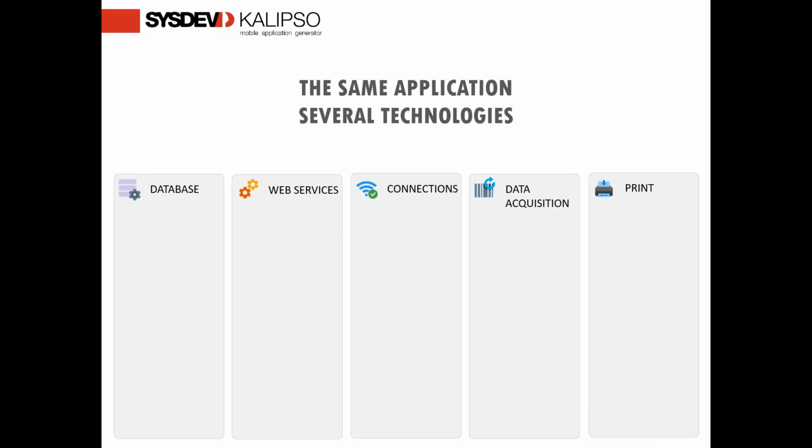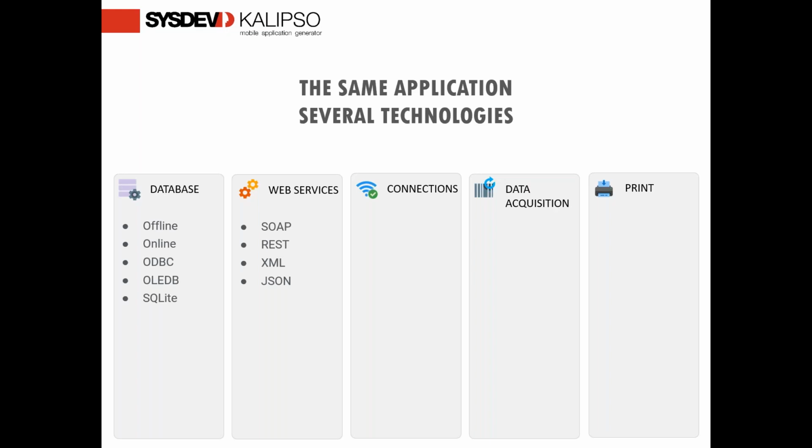So this application generator, Kalipso Studio, allows us to work with many different types of technologies. I'm not going to talk about all of them. I just want to give you a small overview of some of the main technologies that you can use with Kalipso. You can easily connect to databases, and we mainly work with ODBC or OLE DB. So it means that almost any database server is accessible as long as it has an ODBC driver or OLE DB driver.